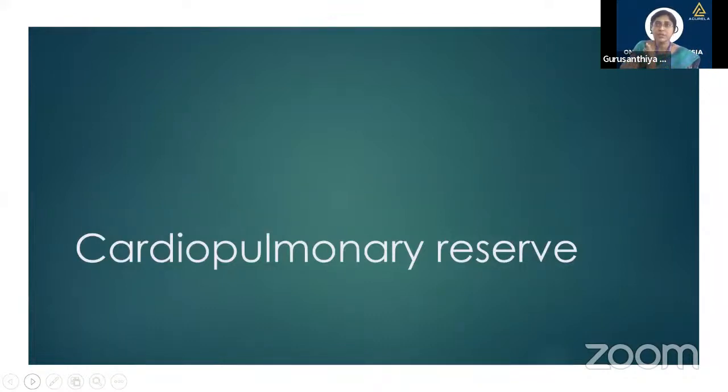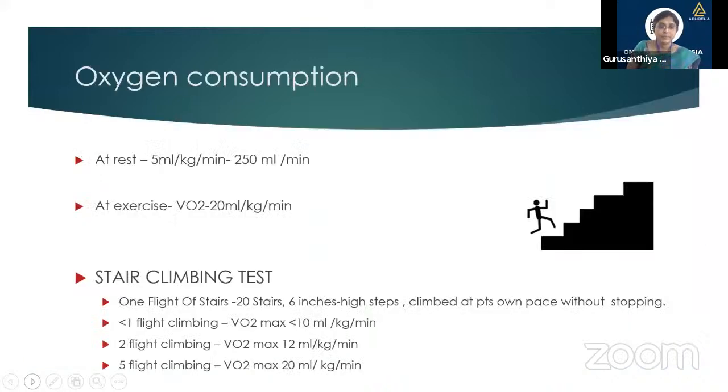Now we are going on to the cardiopulmonary reserve. At rest, the oxygen consumption is somewhere around 250 ml per minute and VO2 is 3.5 ml per kg per minute. The stair climbing test is the first test we are going to see. One flight of stairs is 20 stairs, each 6 inches in height, and the patient walks at their own pace. When less than one flight is climbed, the VO2 max is less than 10 ml. With 2 flights climbed, VO2 max is somewhere close to 12 ml. And with 5 flights climbed, it's 20 ml.